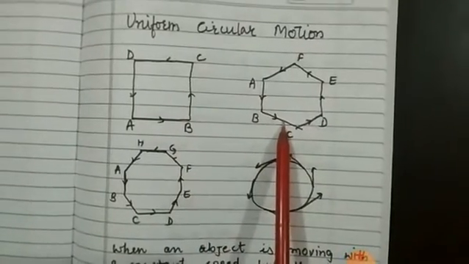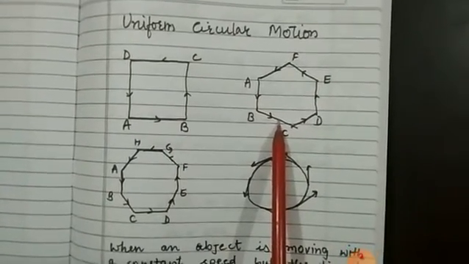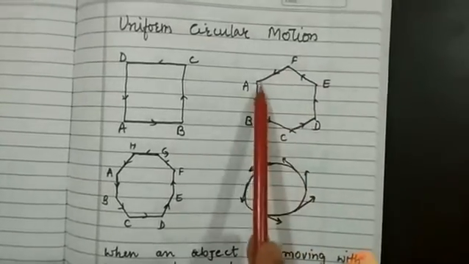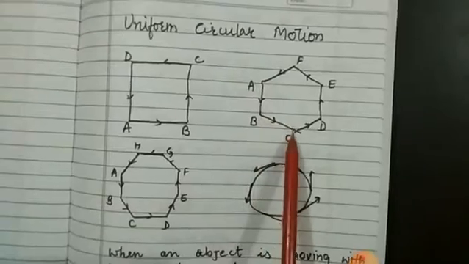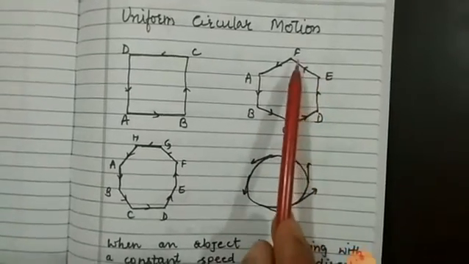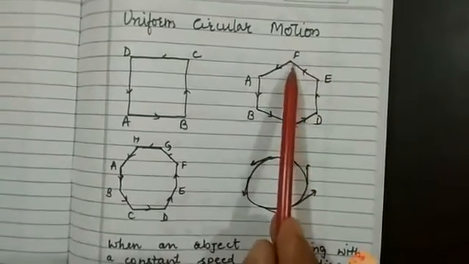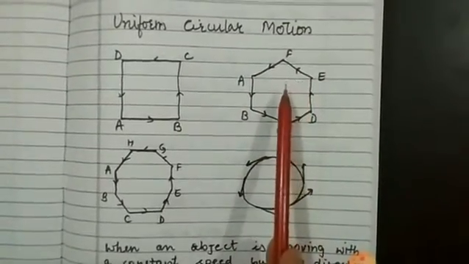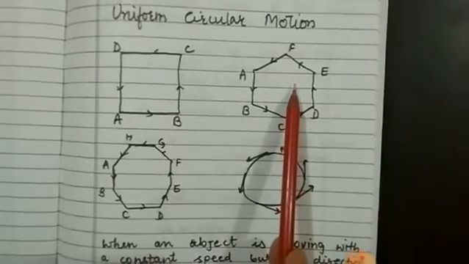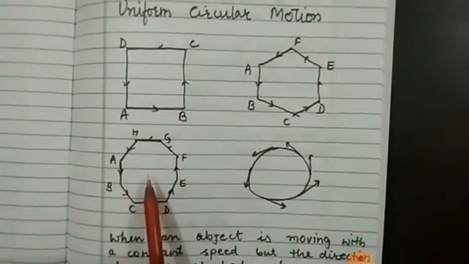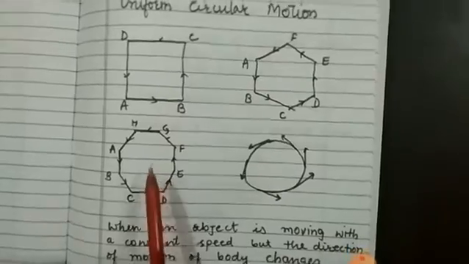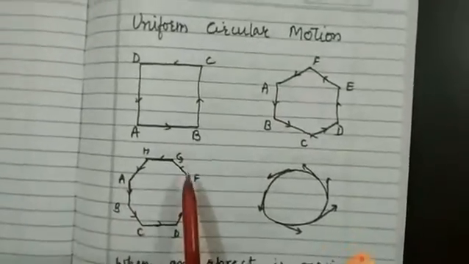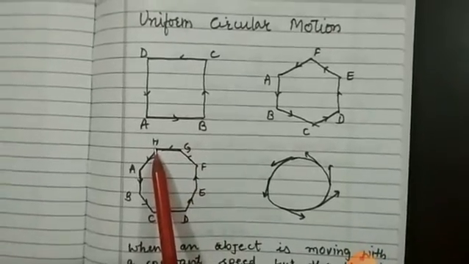And this figure shows you a hexagon, and the path has 6 turns at A, B, C, D, E and F. It means while taking a turn on this hexagonal path, the direction is changing 6 times. In the next figure, this is a regular octagon. Again the athlete is changing his direction 8 times.